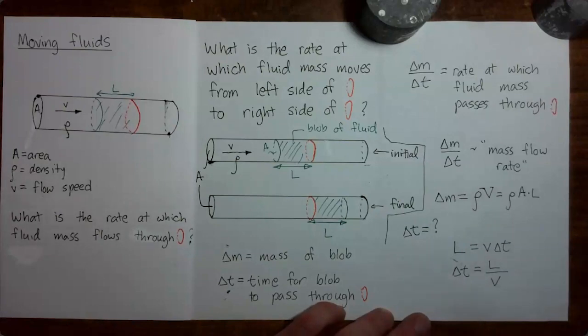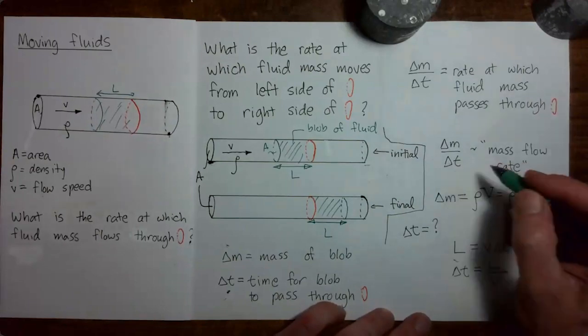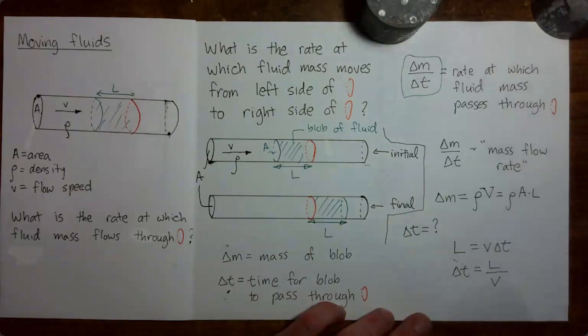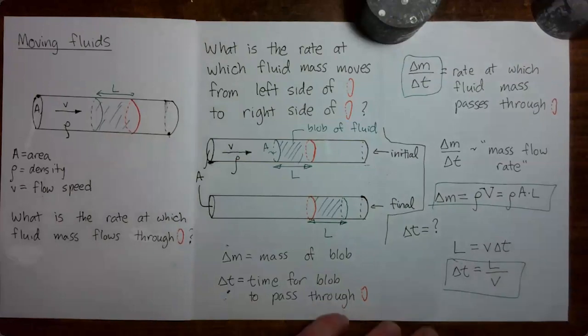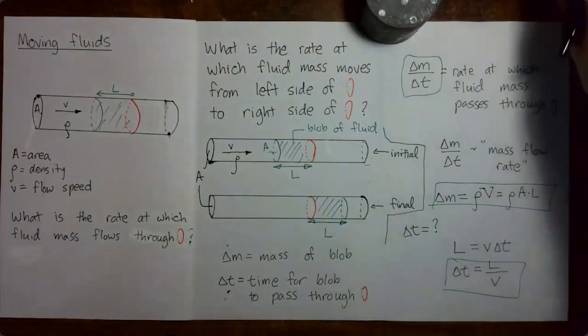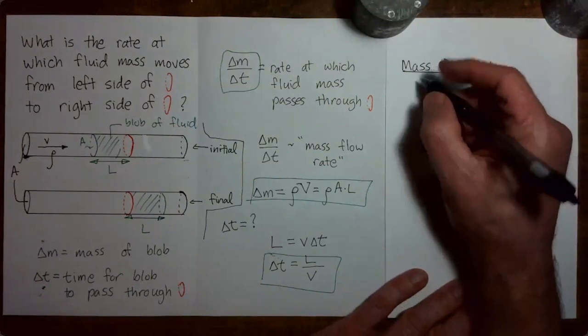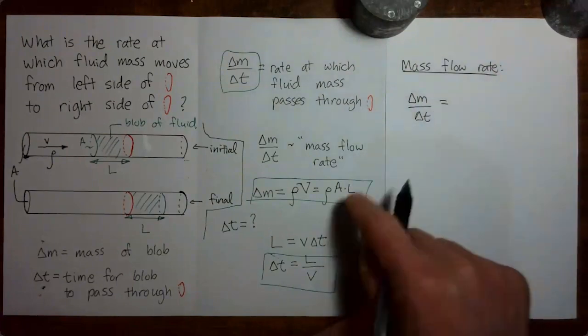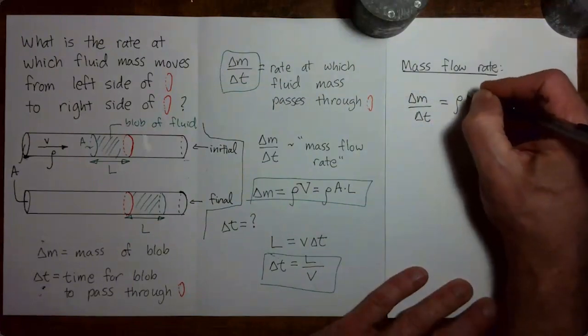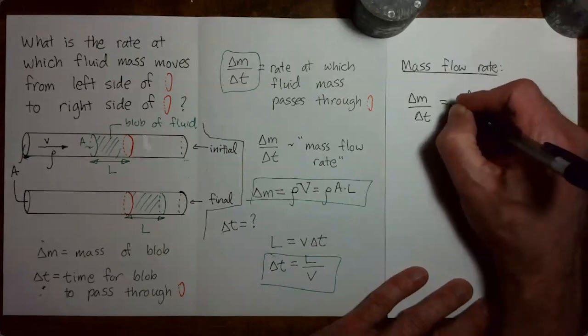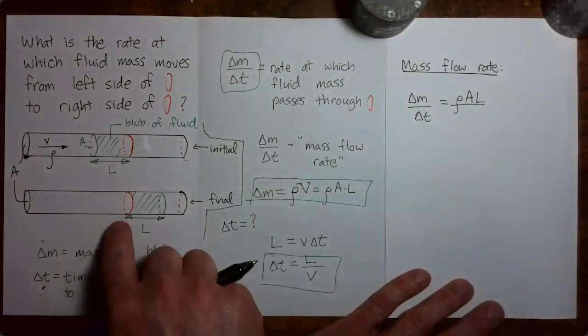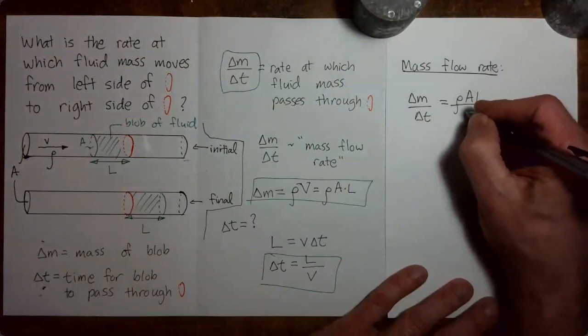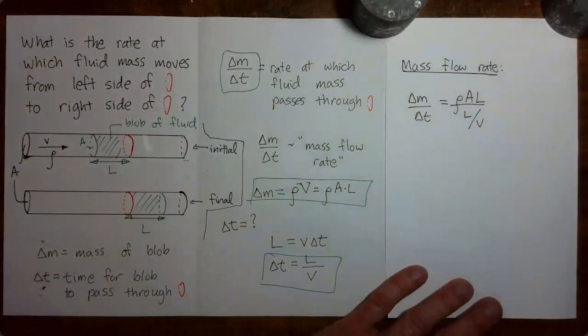And now let's put everything together to get the mass flow rate. The mass flow rate is defined as delta m over delta t. Here we got an expression for delta m. Here we got an expression for delta t. So let's put that all together now. The mass flow rate, by definition, is delta m over delta t. We have seen that delta m is the density times the cross-sectional area of the pipe times the length of the blob. The time it takes the blob to pass through that red circle is the length of the blob divided by the flow speed.